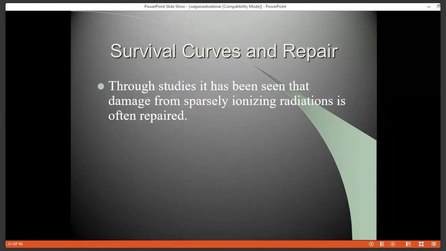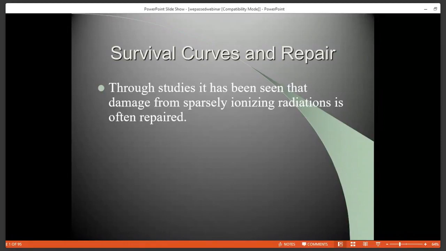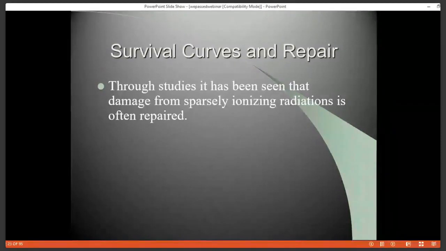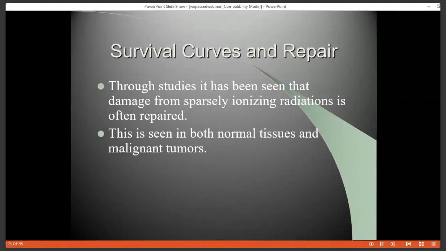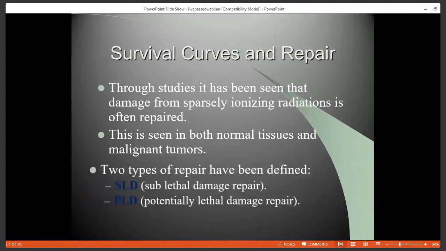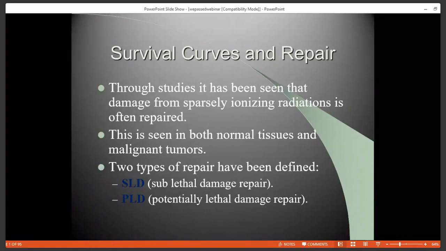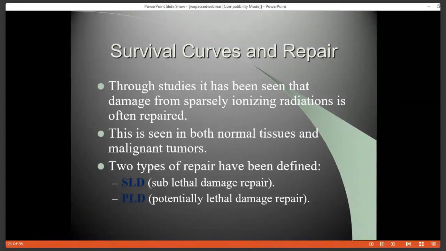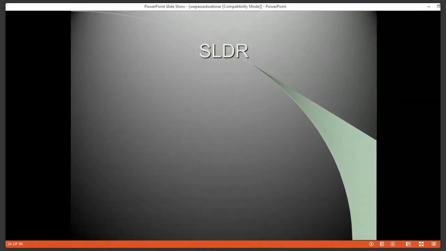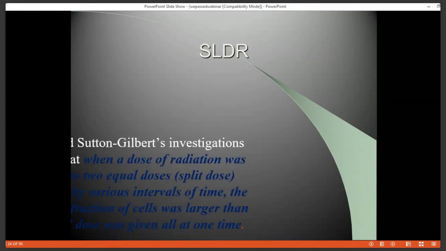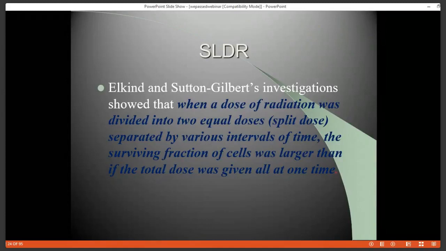If you look at a lot of studies, sparsely ionizing radiation, such as X-ray, is often repaired, seen both in normal tissues and, unfortunately, in malignant tumors as well. There are really two types to look at: sublethal damage repair and potentially lethal damage repair. In sublethal damage, we take a large dose of radiation and divide it up into smaller equal doses. These are called split dose studies.